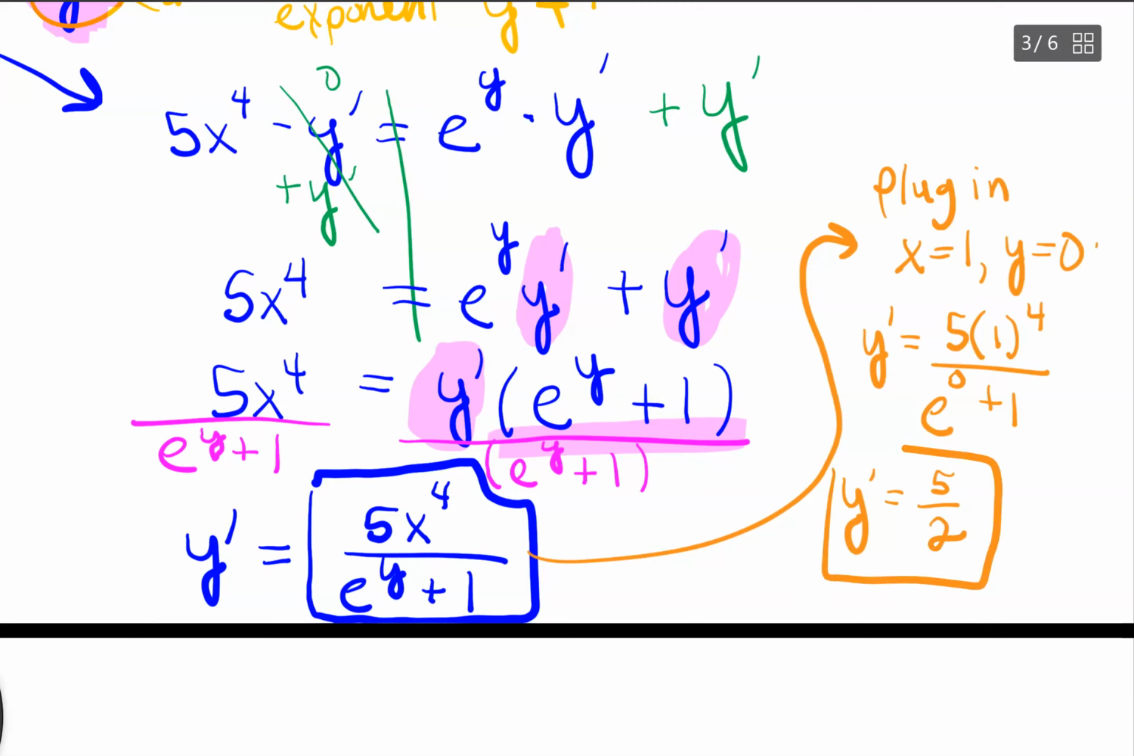So this is the derivative at the point (1, 0). If I could graph that equation, and on the graph I could locate the point (1, 0) and find the tangent line, that would be the slope of the tangent line at the point (1, 0).